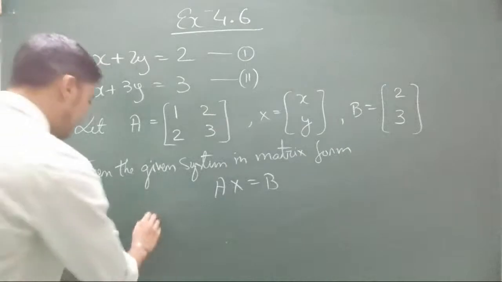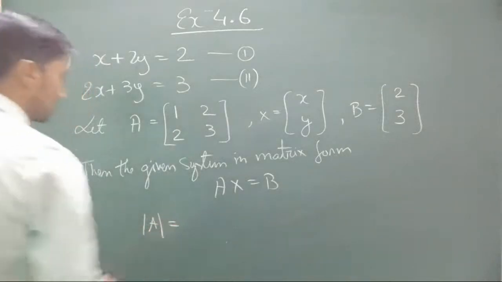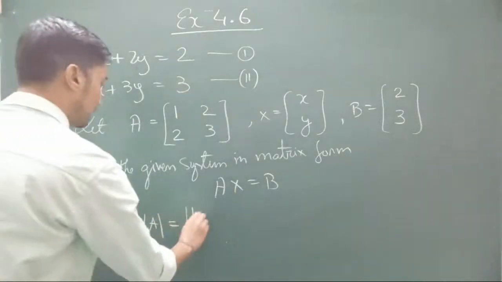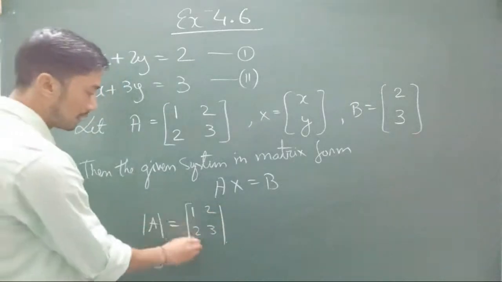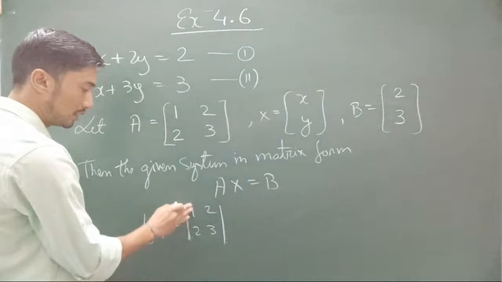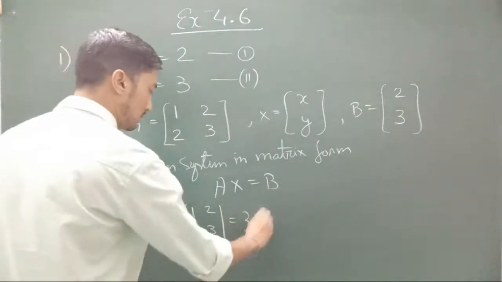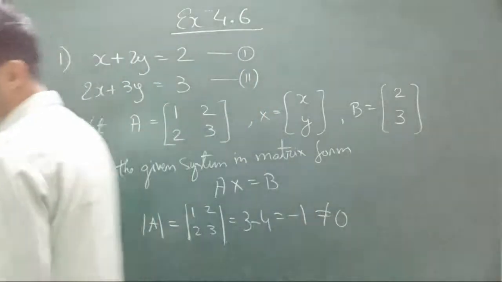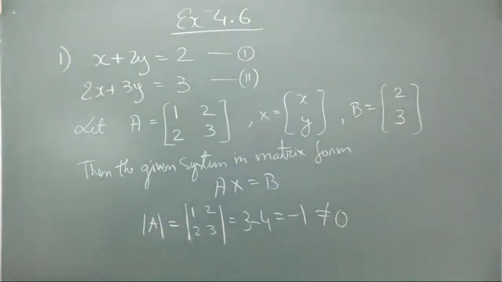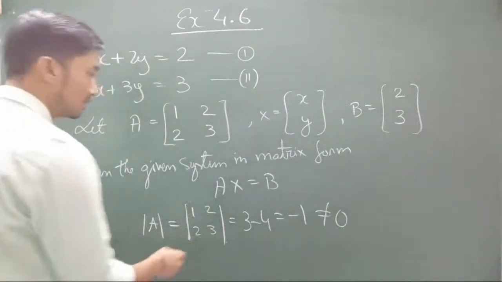Now to check consistency, let's first find the determinant of A. That is 1, 2, 2, 3. Remember, when you write a determinant, don't write it like a matrix again. Matrix and determinant are very different. So that's 3 ones are 3 minus 4. What do we get? Minus 1. That is not equal to 0.